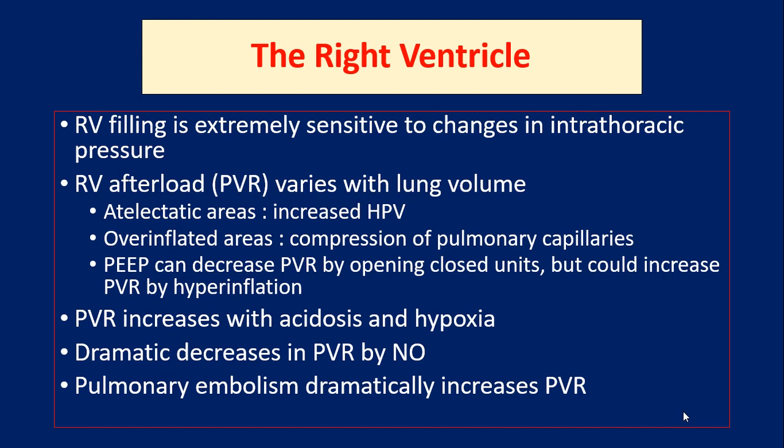PEEP can decrease pulmonary vascular resistance by opening the closed units. So where atelectasis is causing an increase in the pulmonary vascular resistance, PEEP can be beneficial in such areas, but it can increase the pulmonary vascular resistance where there are overinflated areas. So it can cause both things, an increase and a decrease in the pulmonary vascular resistance. Pulmonary vascular resistance increases with acidosis and hypoxia, because both can cause pulmonary vasoconstriction. A dramatic decrease in the pulmonary vascular resistance is achieved by inhaled nitric oxide. Pulmonary embolism dramatically increases the pulmonary vascular resistance. As we all know, it is causing an obstructive type of shock, so pulmonary vascular resistance goes high.